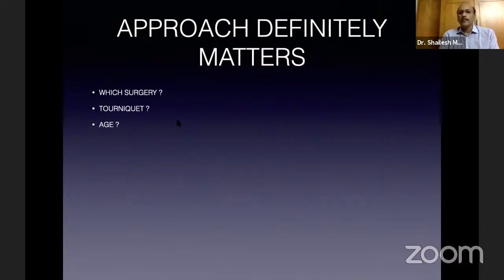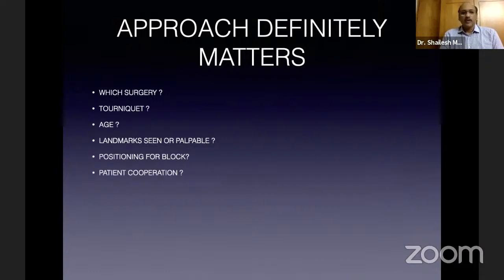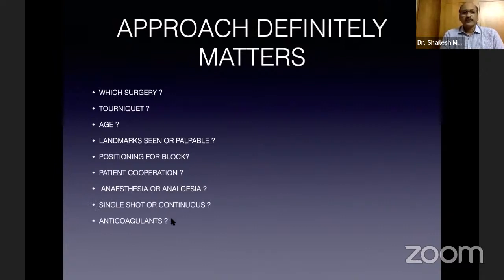The patient, as I told you, in small children and all, the Raj technique is the best. Then landmarks, whether they are seen and palpable. Then positioning for the block is most important. Then patient cooperation. Then whether you're going to give it only for anaesthesia or analgesia, whether you're going to put a continuous catheter there. So in the popliteal area and subgluteal area also, you can put a continuous catheter. Then whether you're going to give a single shot or continuous, whether the patient is on anticoagulant, and whether you're giving it with USG guidance. For deeper blocks, USG is definitely a treat.